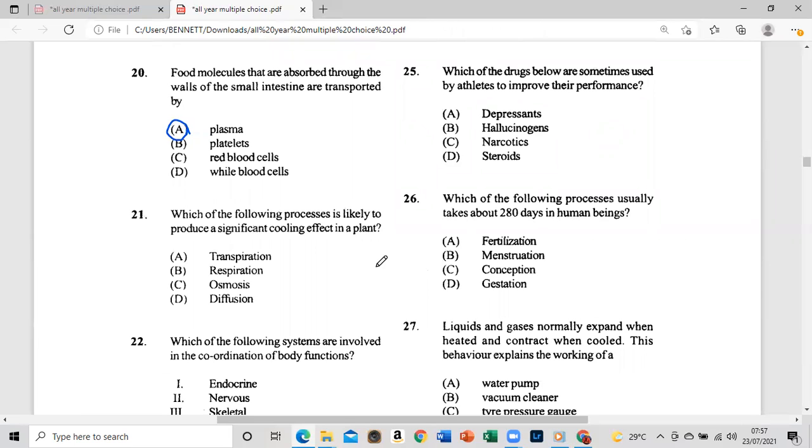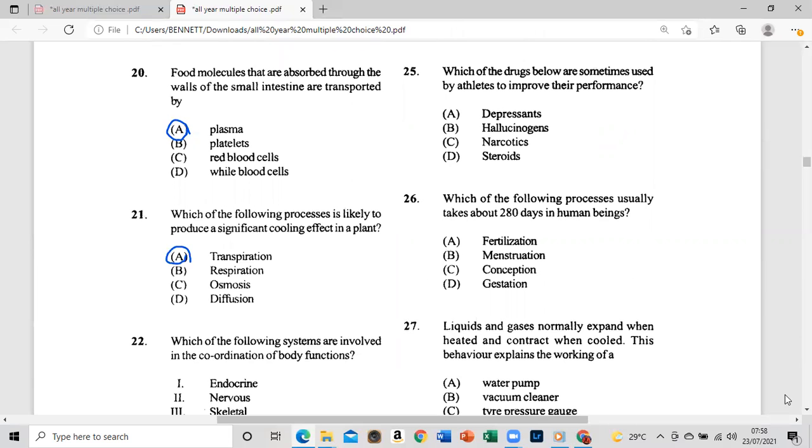Which of the following processes is likely to produce a significant cooling effect in plants? Is it A, transpiration? Is it B, respiration? Or is it C, osmosis? Or is it D, diffusion? And we have a winner. Transpiration will make the plant cooler.